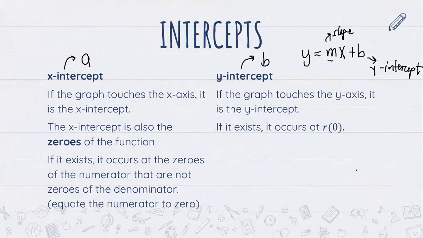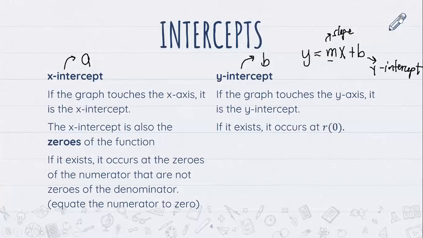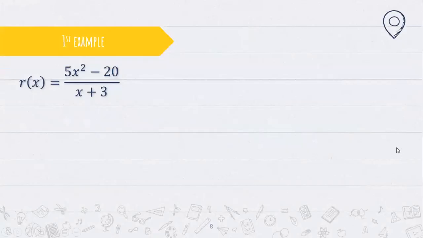Okay, sige, examples tayo, class. I have here 3 examples. Okay, so we have here 3 examples. Let's go through each example. So, we have first example here.